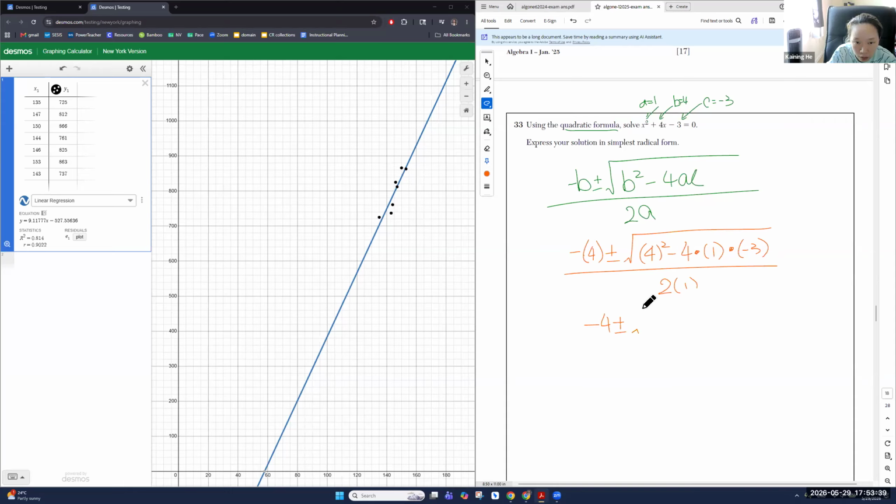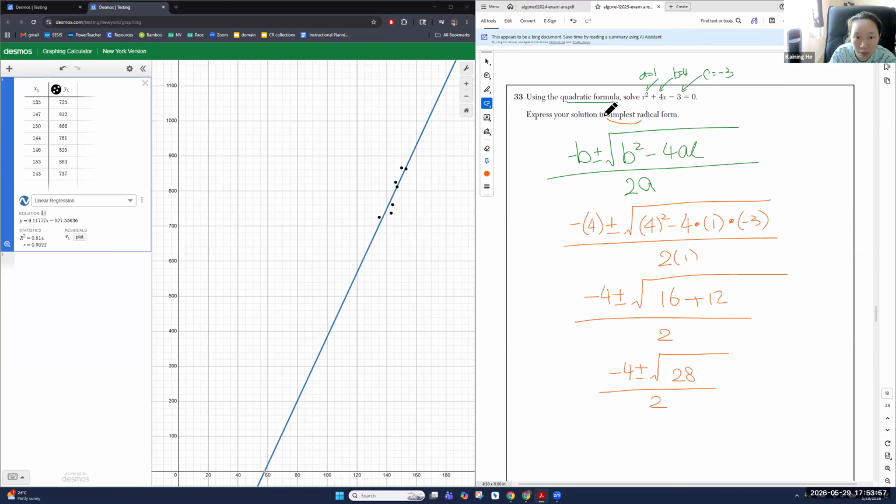-4 plus or minus the square root of 16 minus positive 12, over 2. Simplify again: -4 plus or minus the square root of 28 over 2. So this is already good enough as an answer, but once again, they want simplest radical form. Our radical is not done yet because you can have 4 times 7 in 28, and 4 is our greatest perfect square, so you can factor it out. It's -4 plus or minus 2 square root of 7, over 2.